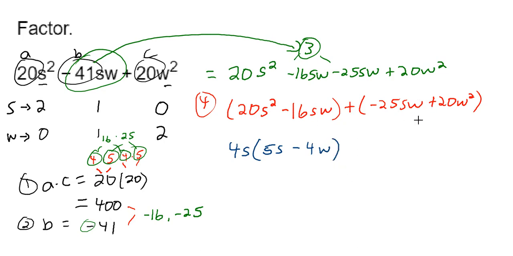For the second group, the common factor there will be 5w, right? They both have a w, so we need to factor the w out. I want this to match up. I want what's left over here in the parentheses to match up with what I have here in parentheses, which means I need the first term to be positive and the second term to be negative. To switch the signs of these, I will have to factor out a negative with that 5w.